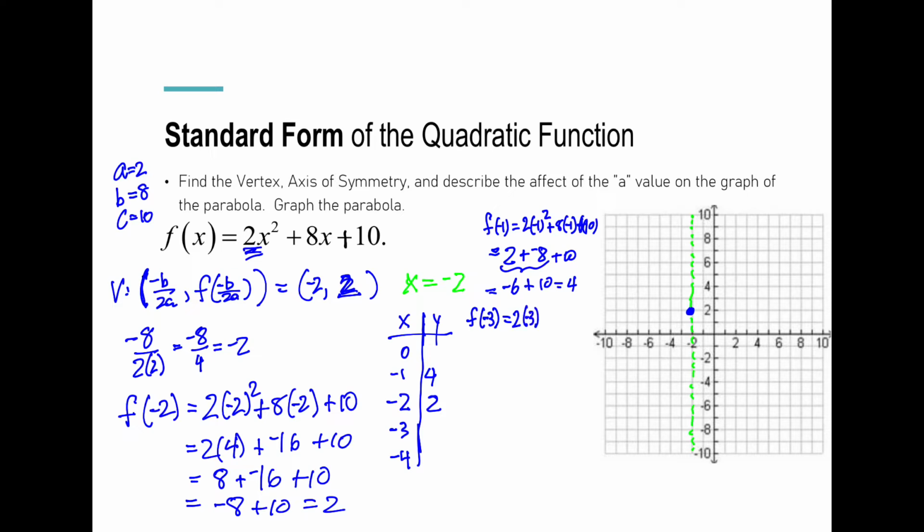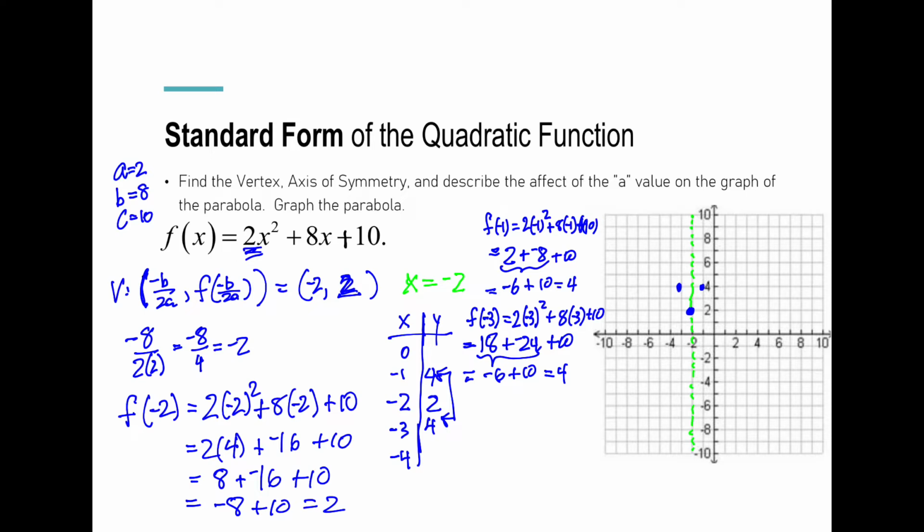So 2 times negative 3 squared plus 8 times negative 3 plus 10. All right, so negative 3 squared is 9. 2 times 9 is 18. And then 8 times negative 3 is negative 24. 18 plus negative 24 is negative 6, and negative 6 plus 10 is positive 4. So we see we've got that symmetry here. Negative 1, 4, we've got a point. Negative 3, 4, we have a point.